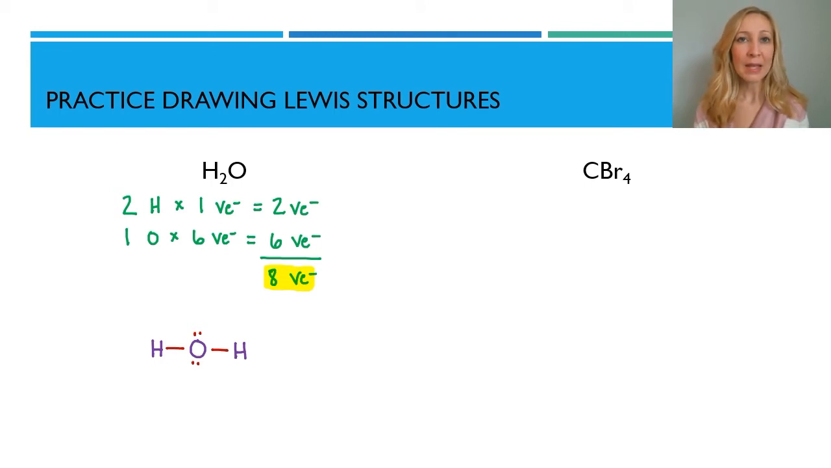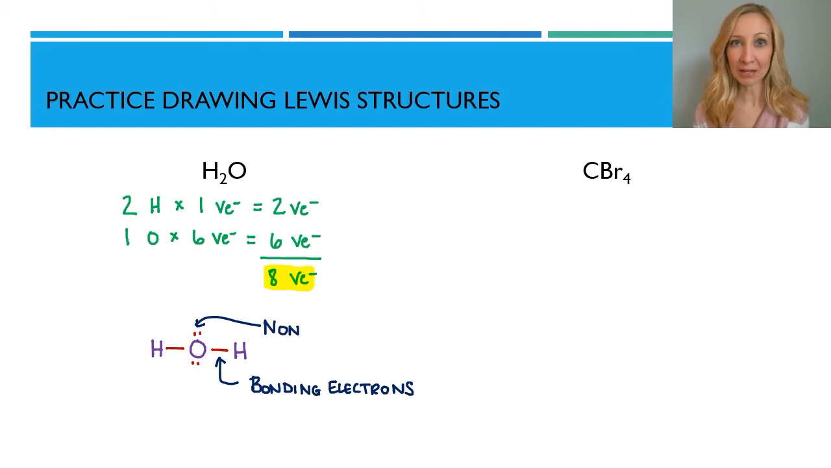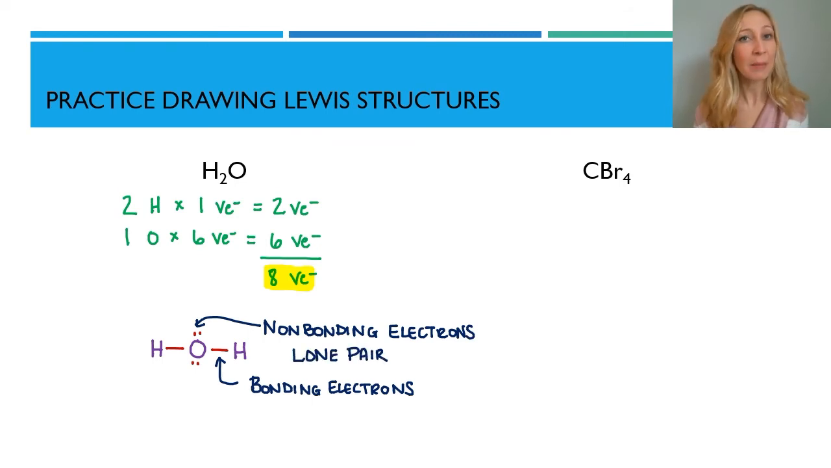Now there's a special name for the electrons that are participating in bonding. They are called the bonding electrons. The non-bonding electrons have a specific name, and that is called a lone pair. One pair is 2 electrons, and they're called a lone pair because they don't participate in bonding.